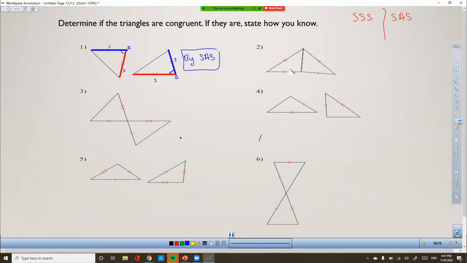Let's look at the second example here. They're telling me that this side is congruent to this side. Then they're telling me here that this other side is congruent to this side.